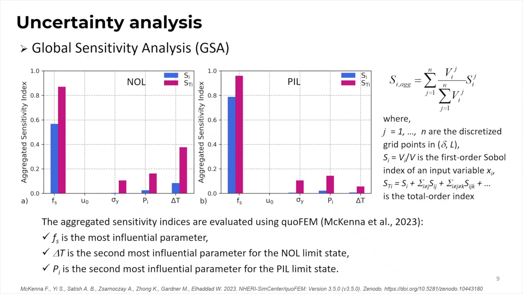The pipeline operating temperature results the second most influential parameter for the normal operability limit state, with a first-order aggregated sensitivity index and a total order aggregated sensitivity index of 8 and 37% respectively. While the first-order sensitivity index for the internal pressure is negligible, the total aggregated sensitivity index reaches 16% and 40% for the normal operability and pressure integrity limit state respectively, that highlights the considerable interaction effects of the internal pressure with the other input variables.